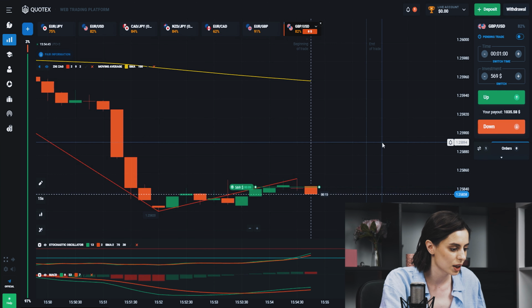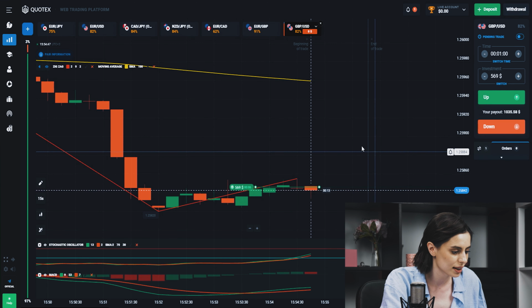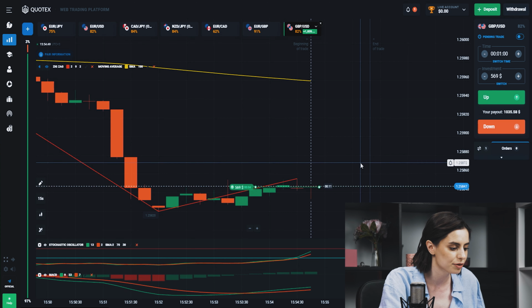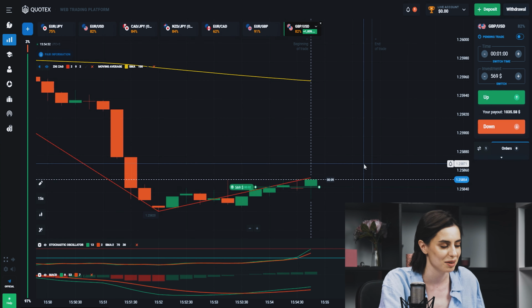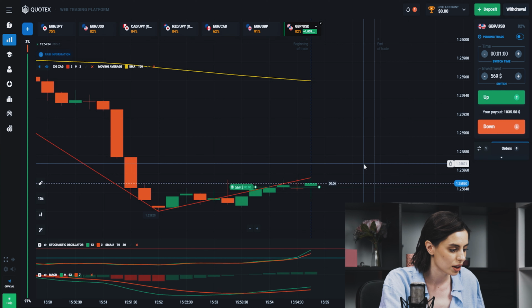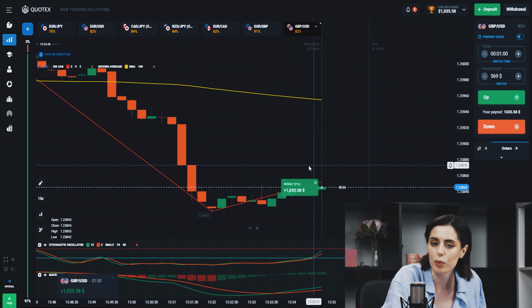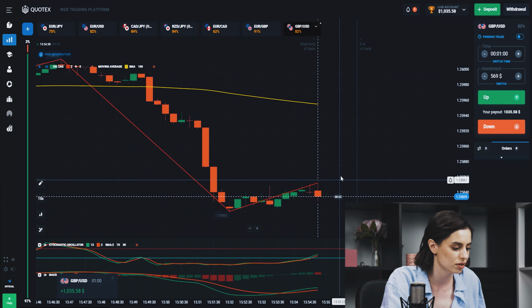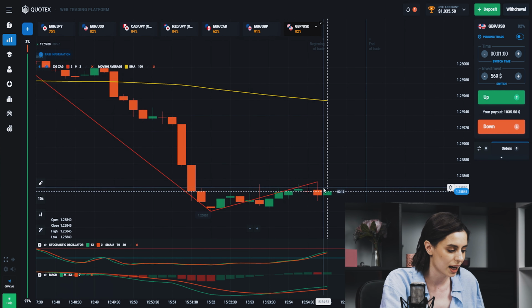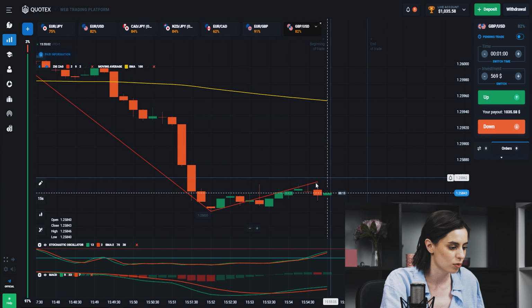So it seems like we went all in, and we were correct about that. The first bet is going to be a profitable one. A few seconds left, and now we already have $1,000 on our account. So let's proceed to more bets.